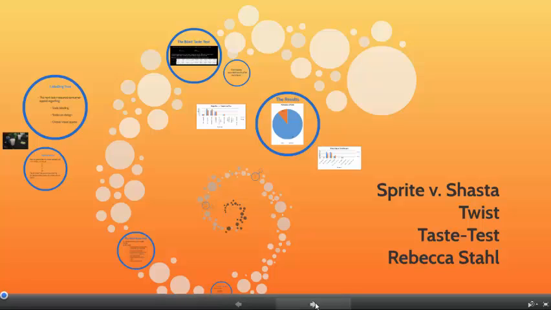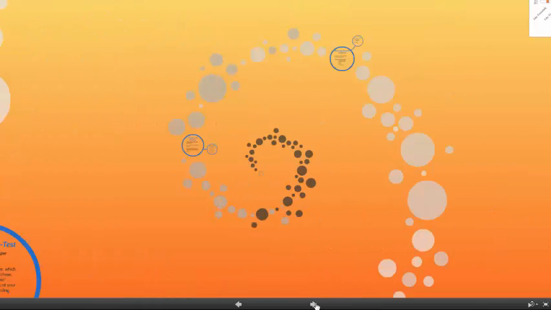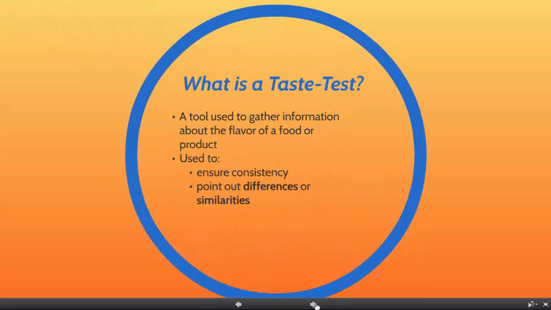I'm a student at Oklahoma State University, and recently my classmates and I decided to conduct a taste test survey to compare and contrast the differences between Sprite, which is a name brand lemon lime soda, and Shasta Twist, which is the generic version of a lemon lime soda. So today I'm just going to run you through some of the methods that we use to collect this data and create this experiment, and also some of the results that we found.